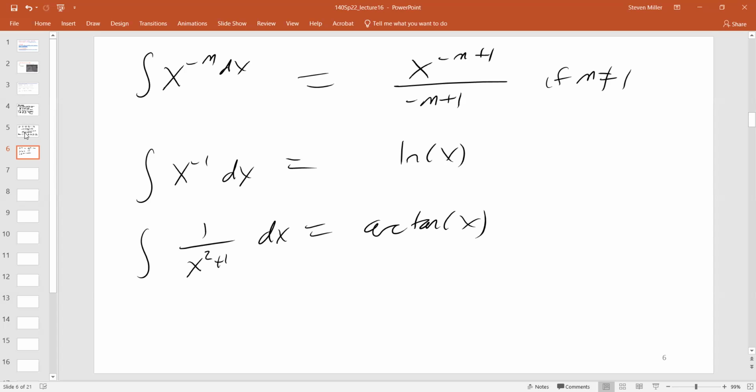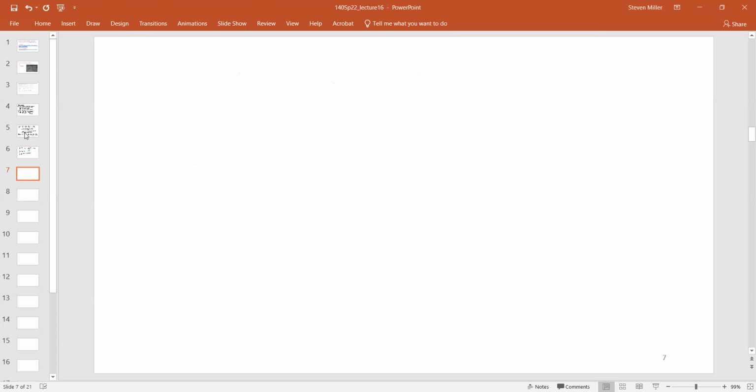The goal is whenever I give you an integral, reduce it to something like this, and then we'll be in good shape. So let's consider a problem. So let's say we have the integral of 3x to the fourth plus x minus 2 over x squared times x plus 1 dx.